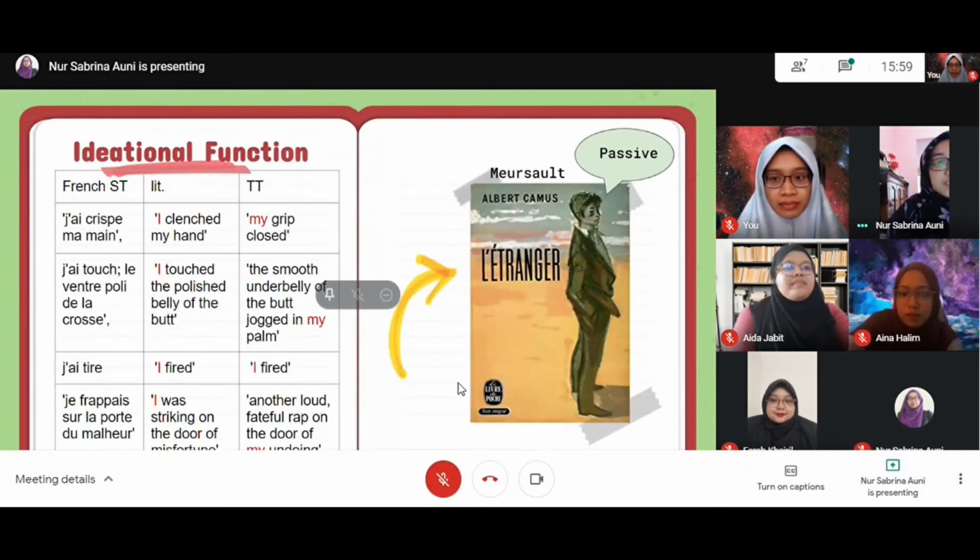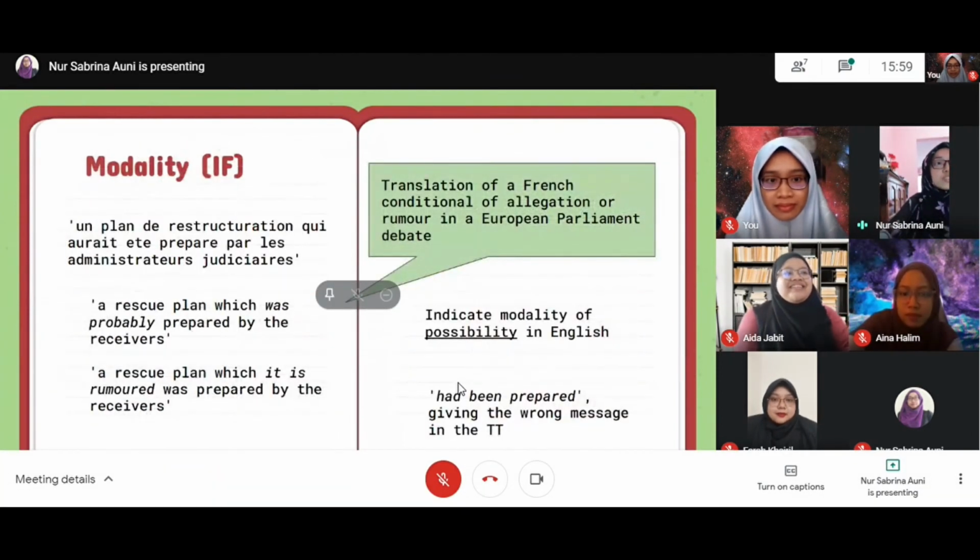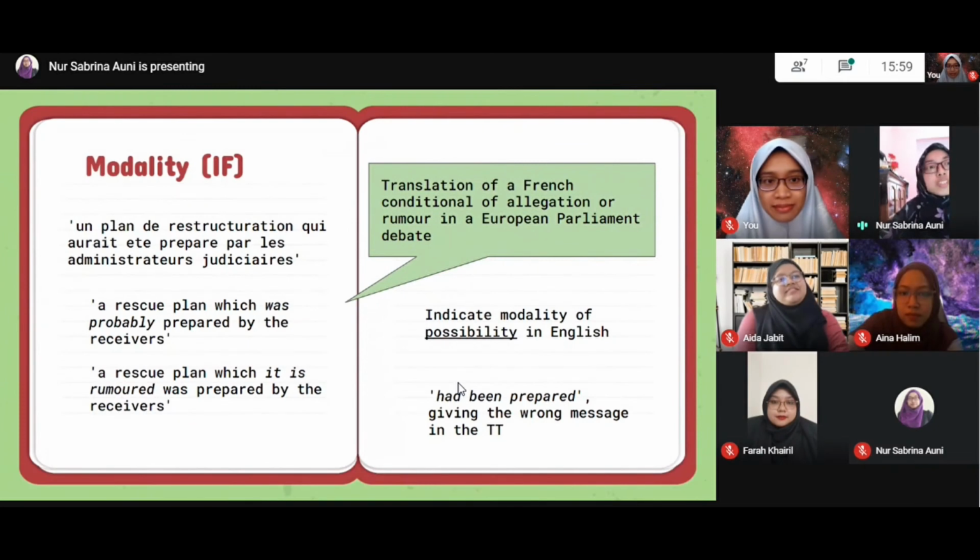So next we'll be moving on to the modality, which is the interpersonal function. For the modality, for example, the translation of a French conditional of allegation rumor in a European Parliament debate. So this translation is actually indicating the possibility in English.